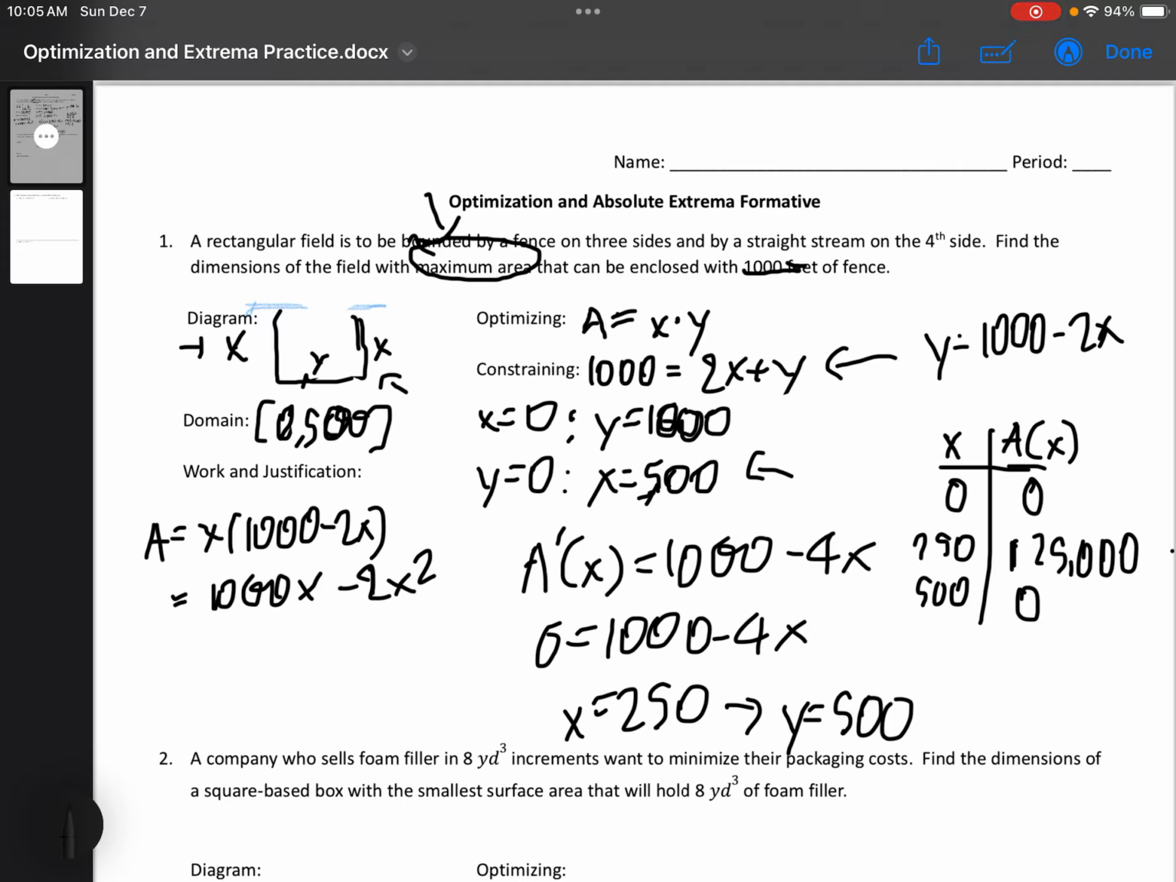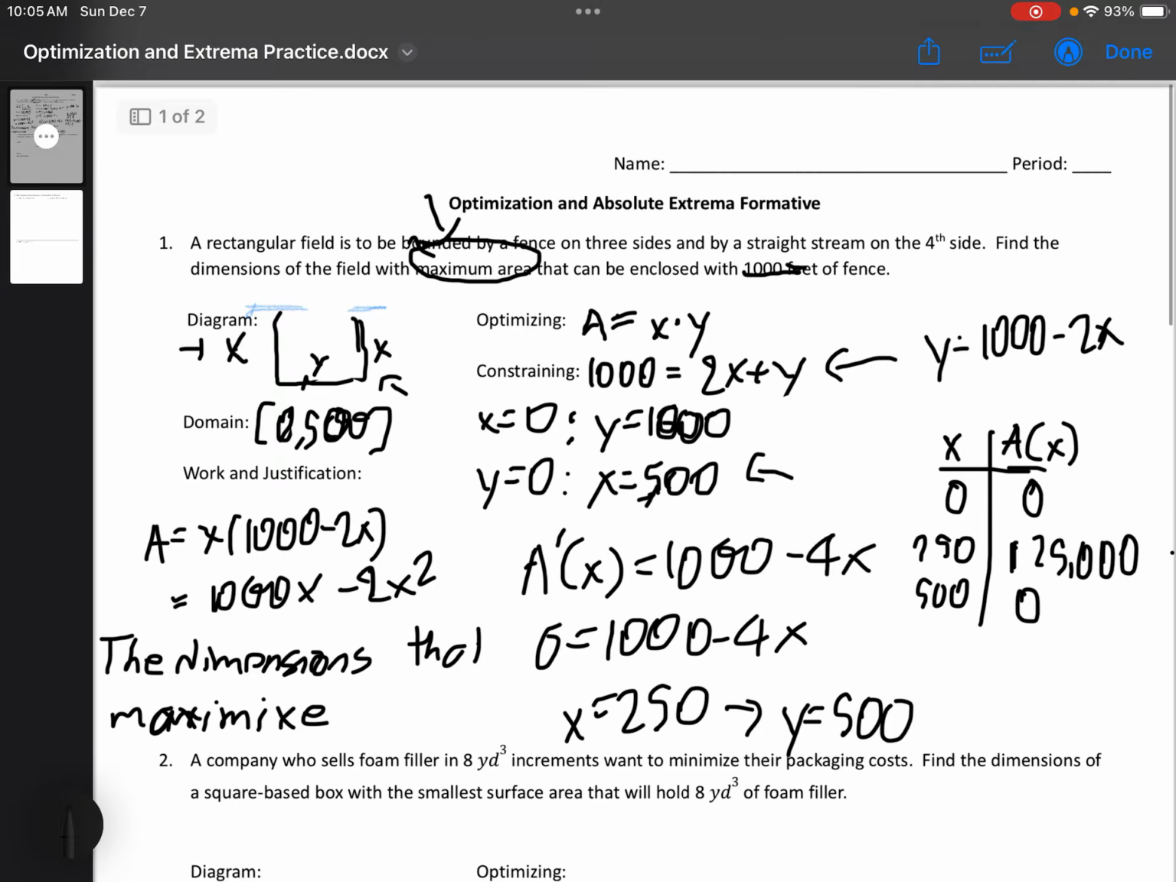You would write your answer in terms of the context of this equation. So you would say the dimensions that maximize the area of the field are 250 feet by 500 feet. And that should be your answer.